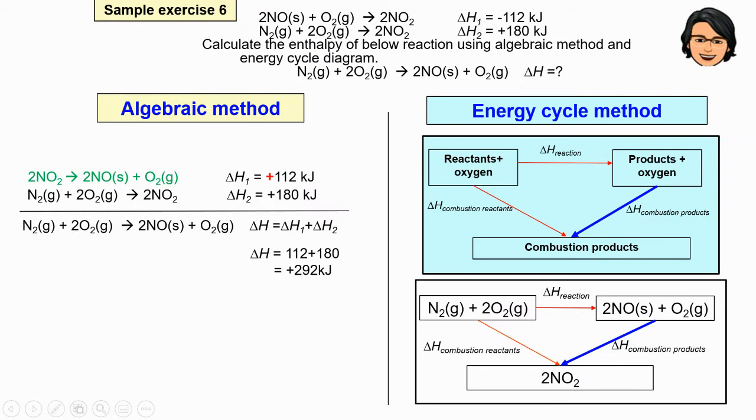Then there's another one. It's also given three equations. How do you construct it? First, the combustion products, and then reactants plus oxygen, products plus oxygen. Then the same thing again: enthalpy 1 plus enthalpy 2 gives you enthalpy 3. This is also one of the energy cycle methods.